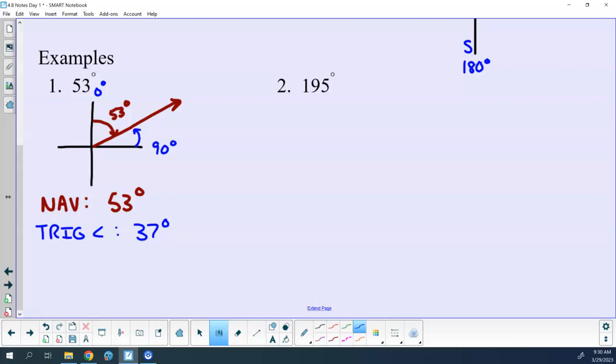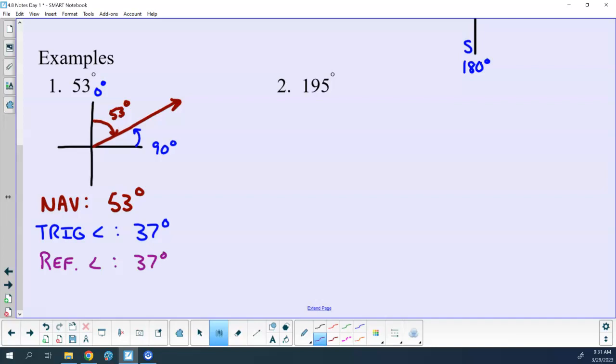Put that in a different color. Hold on. We'll change the pen. What would this angle's reference angle be? It would also be 37 degrees because it's in quadrant 1. Okay. With me?